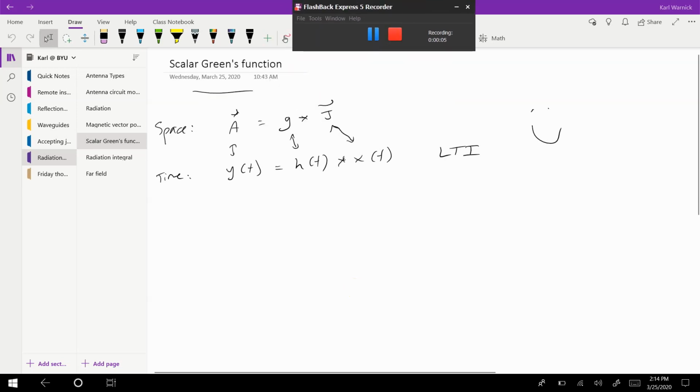Green's function and the radiation integral. To demystify this deep topic a little bit, I'd like to review a concept from linear systems.